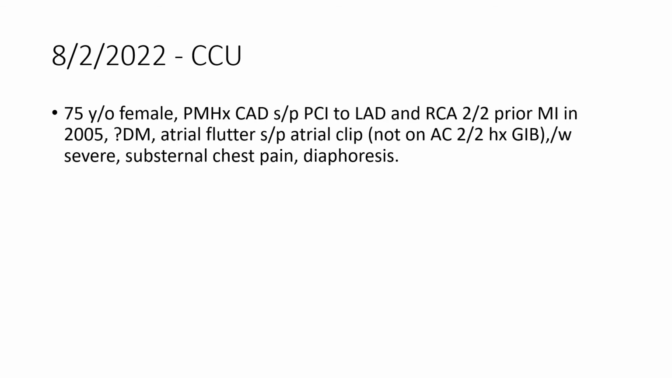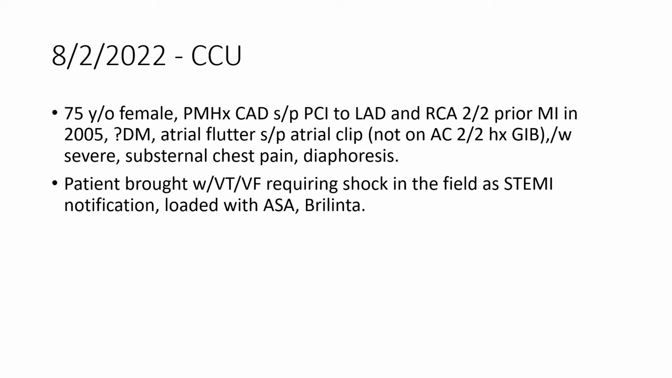This is a 75-year-old female with a past medical history of coronary artery disease. She had a PCI to her LAD and RCA, secondary to a prior myocardial infarction back in 2005. There is some question whether or not she has diabetes. She has atrial flutter. She's had a left atrial appendage clip, but she's not on anticoagulation because of a GI bleed, and she's got severe substernal chest pain and diaphoresis. The patient was brought in in ventricular tachycardia and ventricular fibrillation that required a shock in the field.